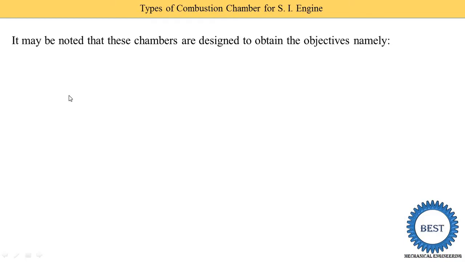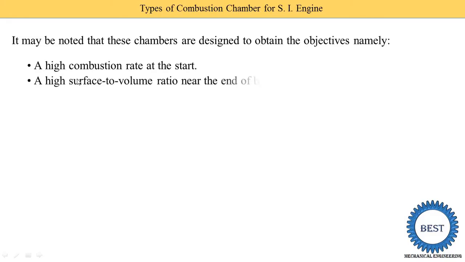First we understand that these chambers are designed to obtain certain objectives. The combustion chamber is designed for basic purposes: a high combustion rate at the start, a high surface to volume ratio near the end of burning, and a centrally located spark plug. When the spark plug is located centrally, the flame distance is reduced. That we already studied in the design aspects of a combustion chamber. So these things are required for better performance of the engine.